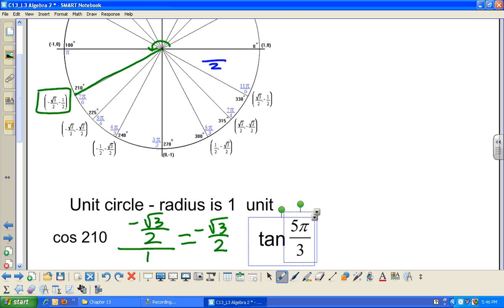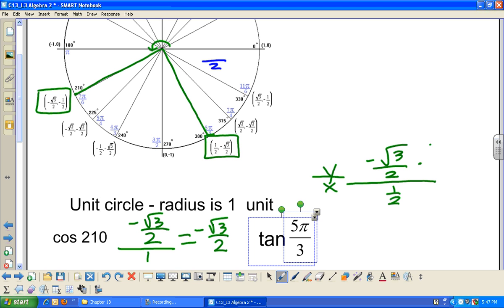So if I'm looking for tan of 5 pi over 3, I find 5 pi over 3 on my unit circle. It's right here. So if I were to draw it out here, here's my xy coordinates. Tan is always equal to y over x. So my y in this case is negative square root 3 over 2 divided by 1/2. Dividing by a fraction is the same thing as multiplying by its reciprocal. My 2's cancel out. So tangent of 5 pi over 3 is going to be equal to negative square root 3.